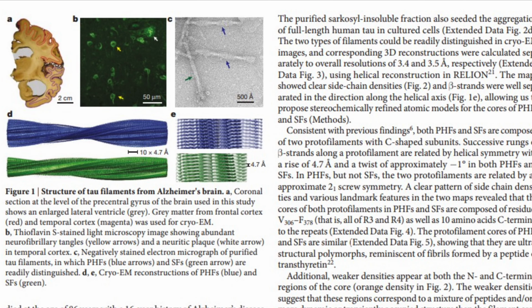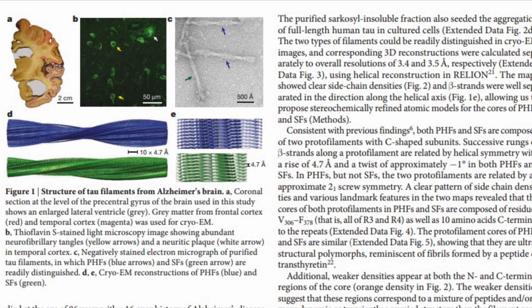Figure 1 shows structure of tau filaments from Alzheimer's brain. A. A coronal section at the level of the precentral gyrus of the brain used in this study shows an enlarged lateral ventricle, gray background. Gray matter from frontal cortex, red, and temporal cortex, magenta, was used for cryo-EM.